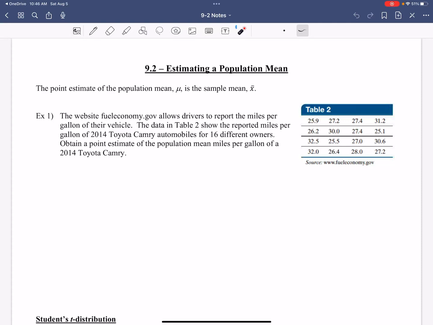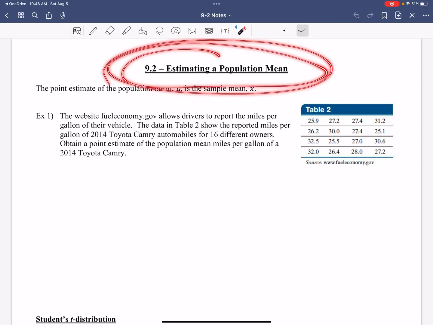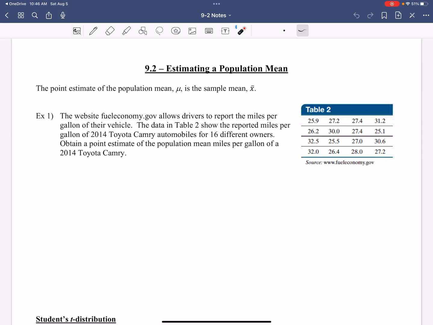All right, all right, all right. This time we're going to estimate a population mean. So in 9.1, we did estimating the population proportion, and so we kind of need that information in order to work with our population mean. Now notice this is estimating because the same situation.